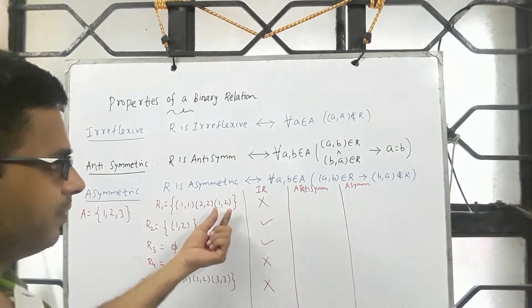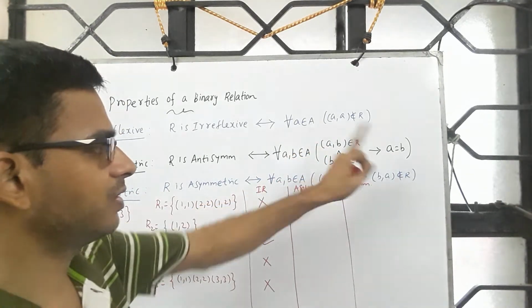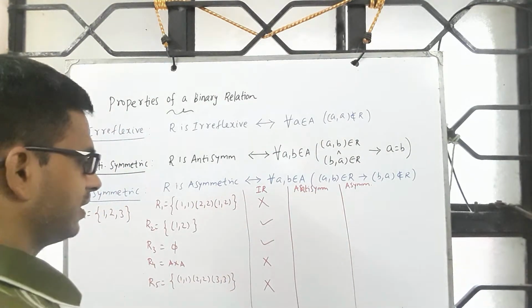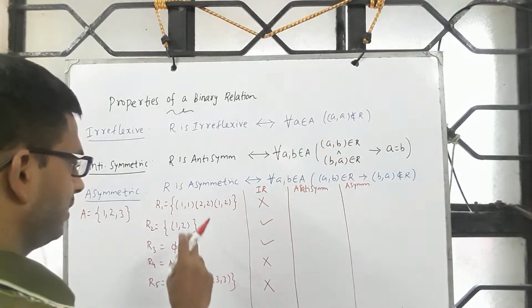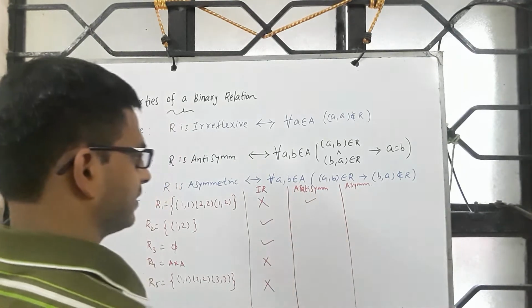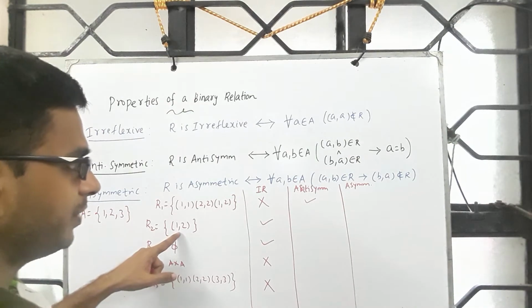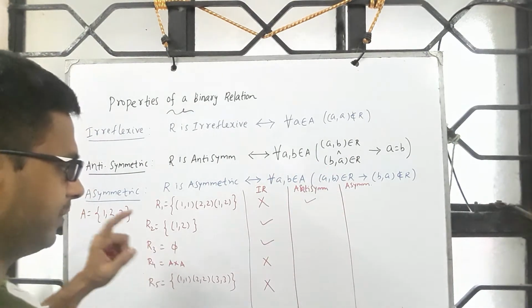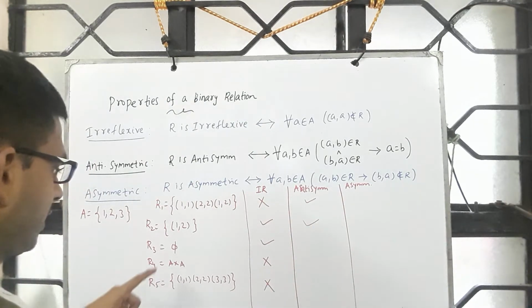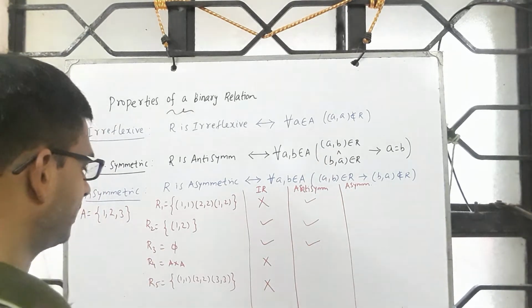I find (a, b), but (b, a) is not there. If you find (a, b) and (b, a), then you should demand a equals b. But in this case, (b, a) is not there, so the premise is not applicable. With respect to all other pairs, it satisfies, which means it is antisymmetric. Only (a, b) is present, so the premise is false, so this is true. And if you find both, because it's empty, it is antisymmetric.